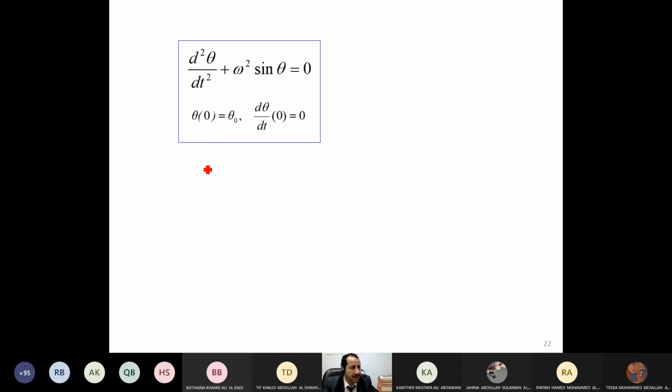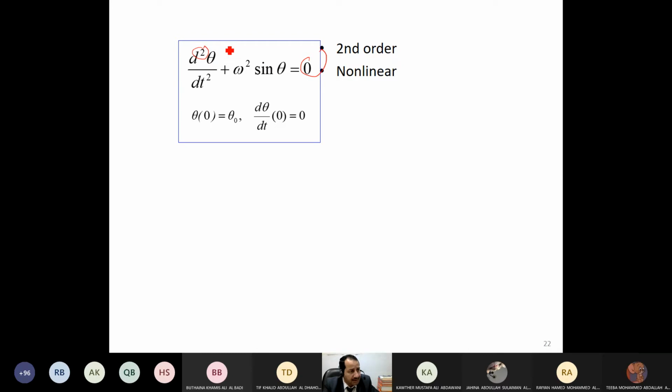Another example. Here, as you can see, I differentiate twice. So this is a second order differential equation. See to the right, we have 0. This is homogeneous. And there is no problem with linearity. No, there is a problem.